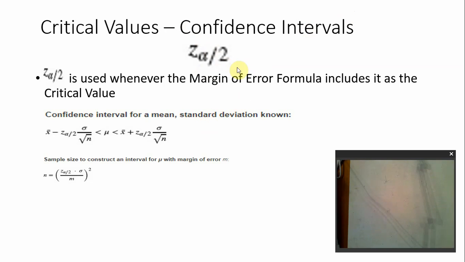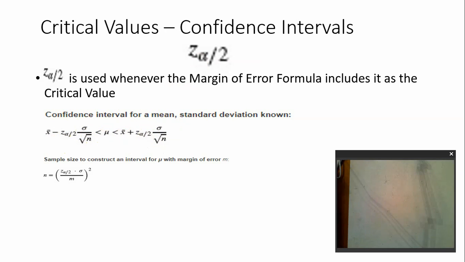So for Z alpha over 2, what we're looking for is the normal distribution. And when I go to the back of my book using the margin of error formula, this is how a confidence interval is built: X bar minus Z alpha over 2, population standard deviation sigma divided by the square root of n, less than mu, the population mean, and then on the other side, X bar plus this margin of error.